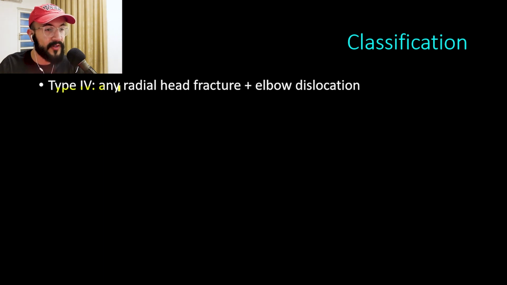And lastly is type 4. In type 4, we have any radial head fracture, so any of the previous types, with elbow dislocation. So if we have an elbow dislocation, this would make the injury into type 4.